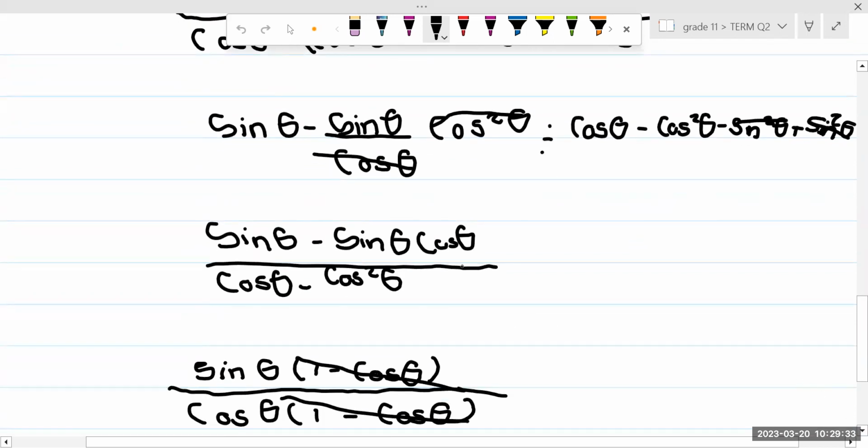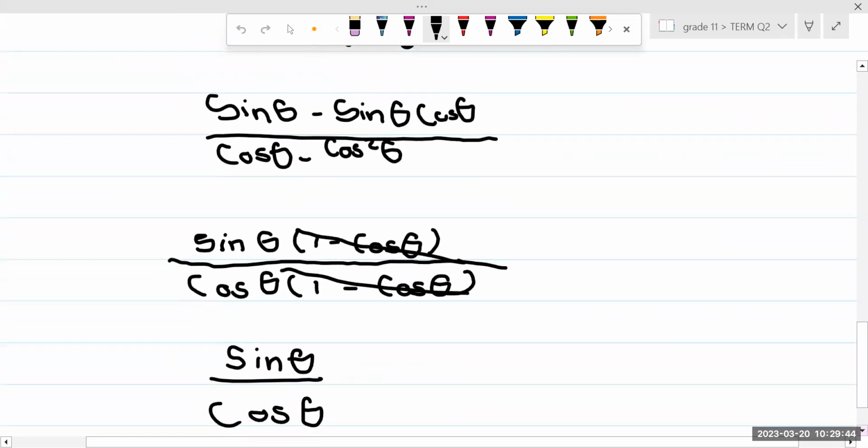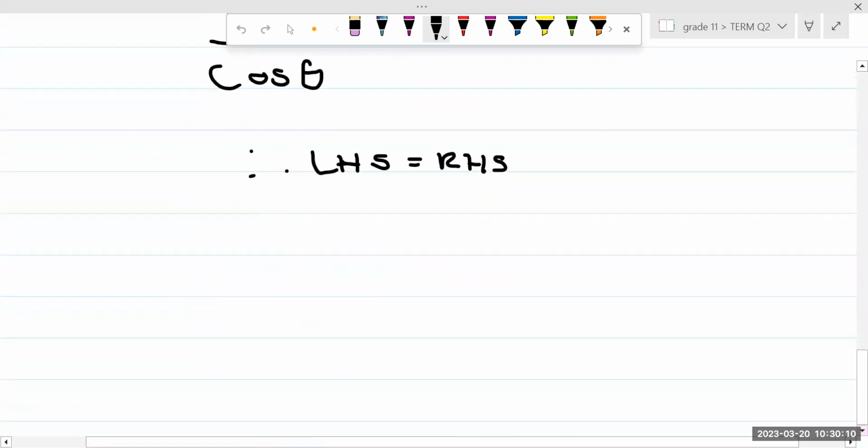And then we have sin theta minus sin theta plus theta divided by cos theta minus cos squared theta. Then we take out the common factor, which is sine, so sine times 1 minus cos. And the most common factor for the bottom is cos, so cos times 1 minus cos. And then we divide that, theta, sine over sine, theta over cos theta, and the division is on the left side.